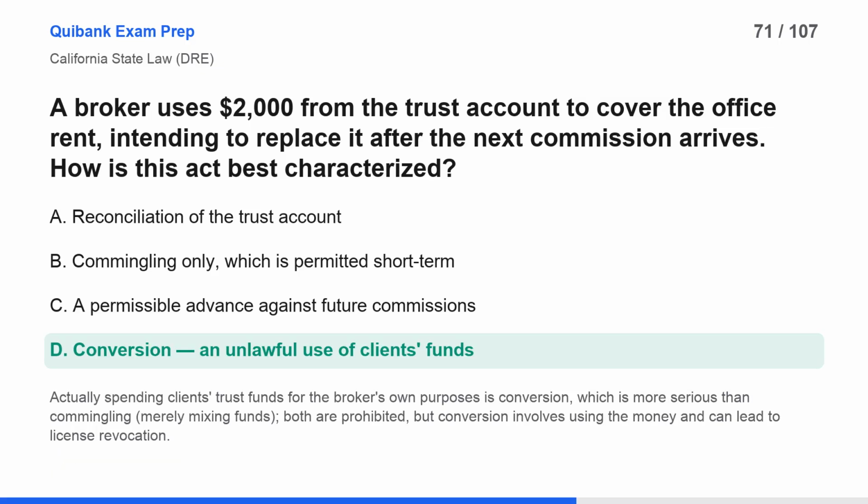The answer is D. Conversion, an unlawful use of clients' funds. Actually spending clients' trust funds for the broker's own purposes is conversion, which is more serious than commingling, merely mixing funds. Both are prohibited, but conversion involves using the money and can lead to license revocation.